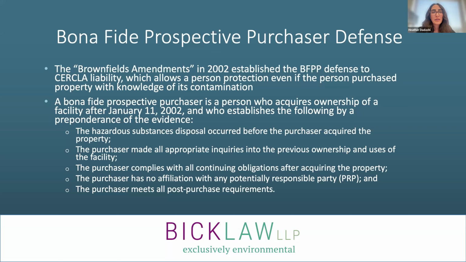And with regard to that element involving the purchaser's lack of affiliation with any potentially responsible party, affiliation includes direct and indirect familial relationships and many contractual, corporate, and financial relationships, but excludes contractual, corporate, or financial relationships created by the instruments by which title to the property is conveyed. An entity cannot be a bona fide prospective purchaser if it's the result of a reorganization of a business entity that was potentially liable. Next slide.